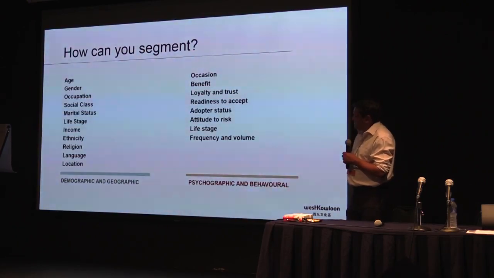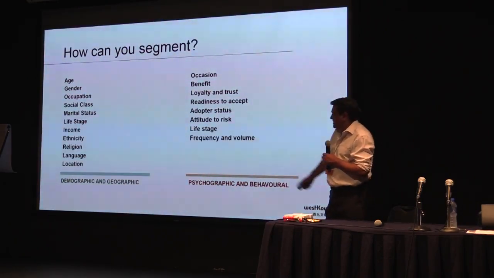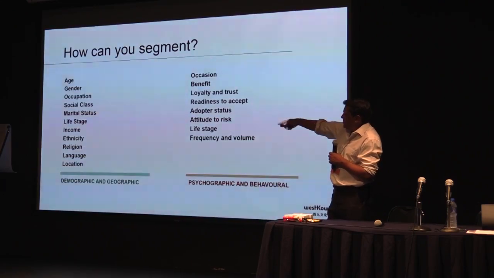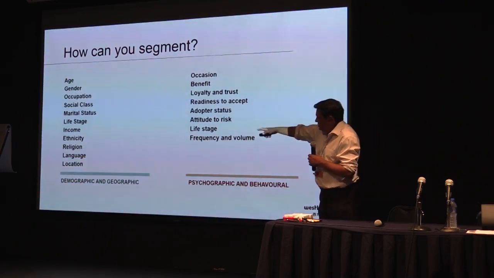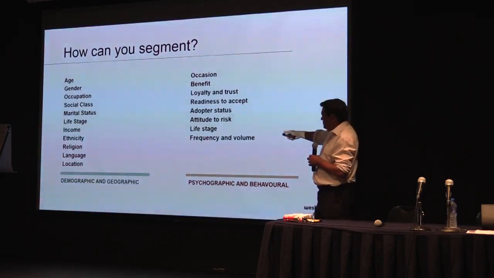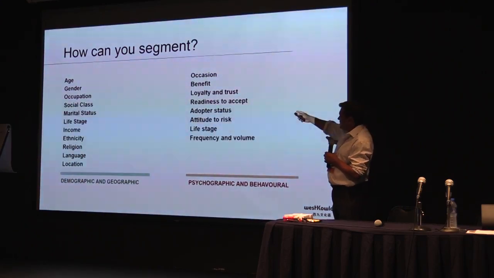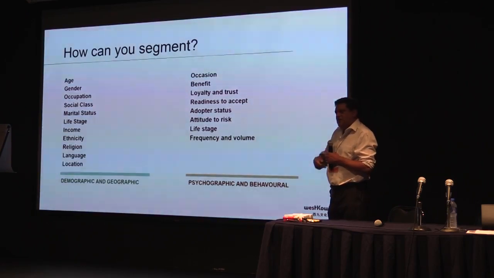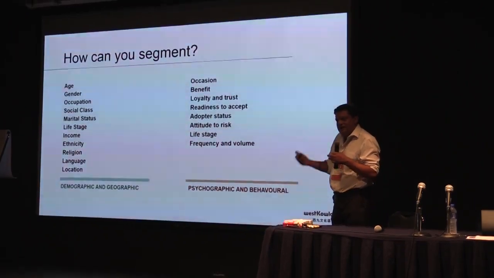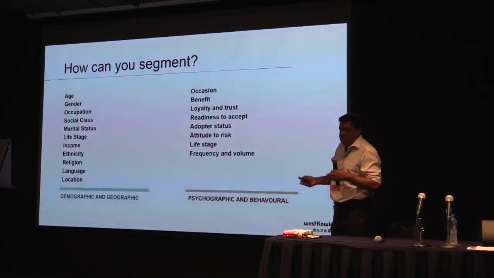How can you segment? We heard a little bit this morning about psychographic and behavioral, and then we have the traditional demographic and geographic. So we have things like age, gender, occupation, life stage, which I'm listing twice because it's partly down to demographics, but it's also down to behavioral things. Income, ethnicity, religion, language, location. But then we get into other ideas that are more occasion-based. You know, what occasions do people do it at? There are certain occasions in the year where people do activities. They become purchasers of something at Christmas, at Chinese New Year.